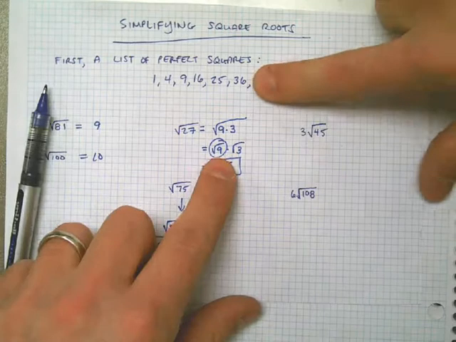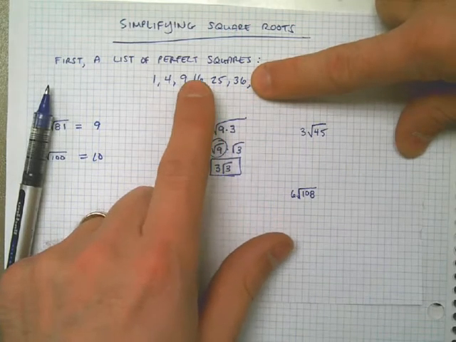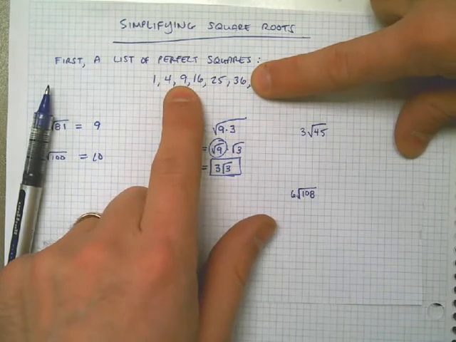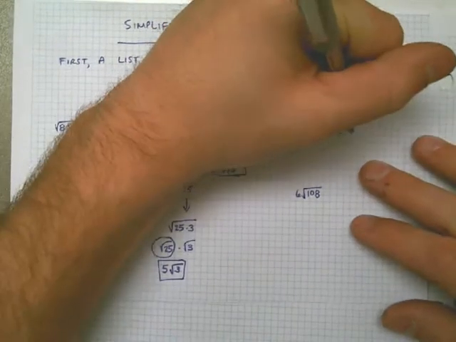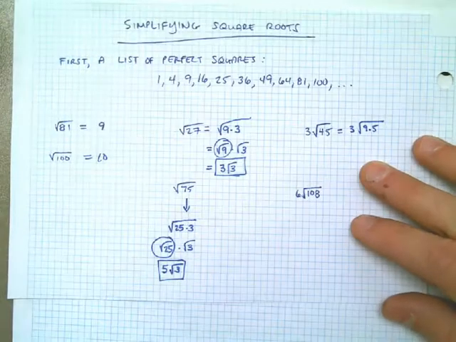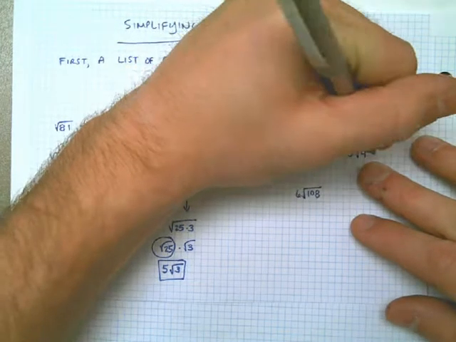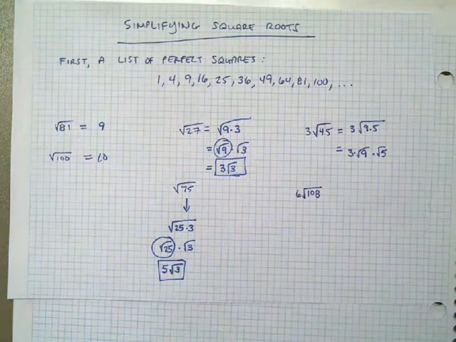So I come up to my list, and I'm going to start right here. The biggest number that goes into 45, not 36, not 25, not 16. 9 goes into 45, though. 9 times 5 is 45. So I'm going to rewrite this, instead of 3 times the square root of 45, as 3 times the square root of 9 times 5. And the reason I chose that is because I can rewrite that as two separate square roots.